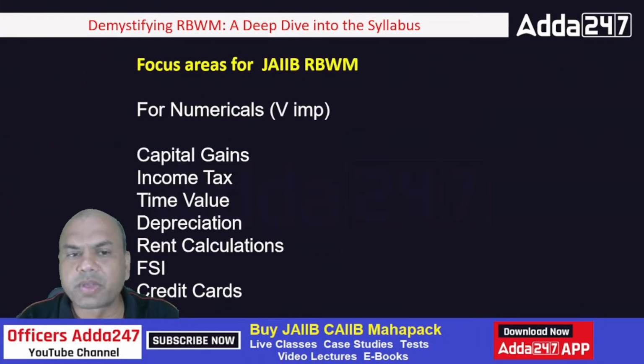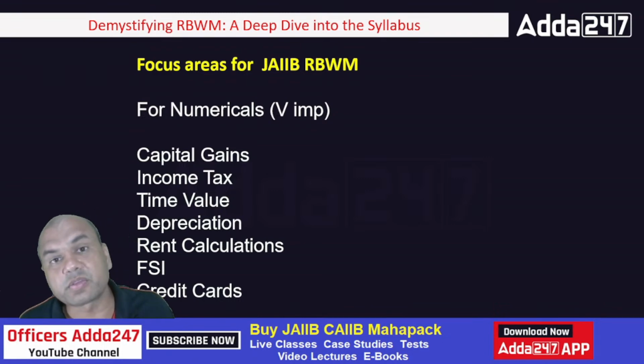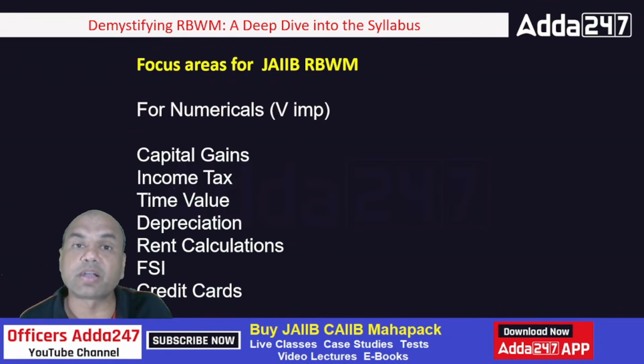Look at this. For numericals, you have to focus on these 7-8 types. Capital gains. Then you have to focus on income tax. You get numericals on this, and you get bigger case studies on this. Capital gains, income tax. Then you have time value of money. Then you have depreciation. You have rent calculations. You have FSI calculations. You have credit card numericals. So these are very important numericals, and these decide whether you will be passing or failing in RBWM.